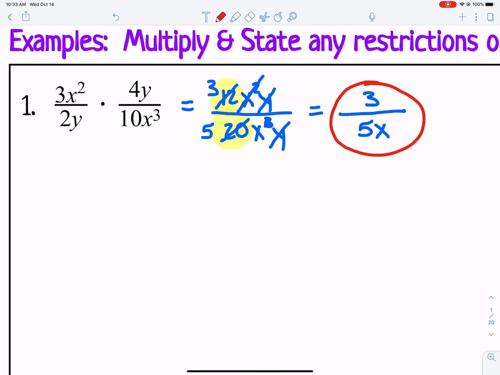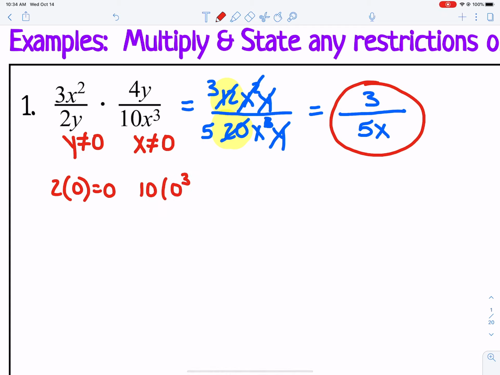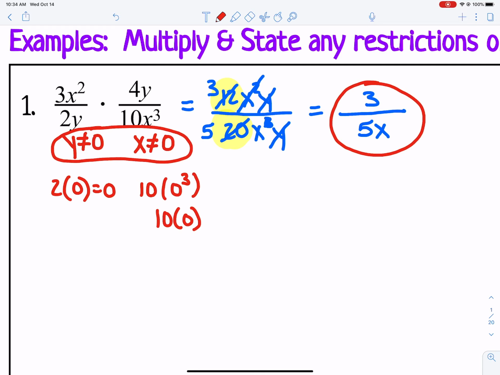So that's my simplified rational expression. Now over here, y cannot equal 0 because 2 times 0 would equal 0 for that denominator, and x cannot equal 0 either. And it's because 2 times 0 would equal 0, and that's not possible. And then 10 times 0 cubed is like 10 times 0, and that can't happen either. So you just have to state that both of those variables cannot equal 0.